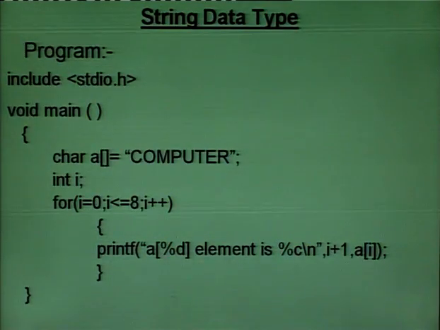Now the program for the string data type. That is #include <stdio.h>, which is a header file for that. After that there is a void main. Then I start the program with the main function. After that I have to declare a string variable. In this string variable I declare the string "computer" into the A array.